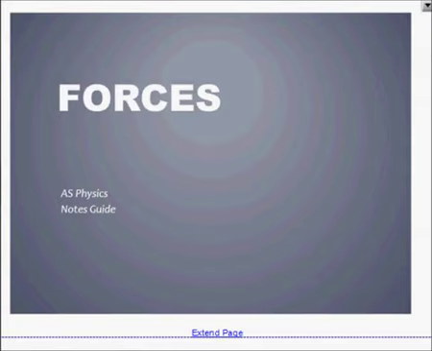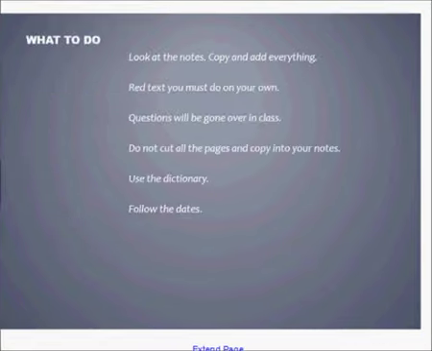Okay, so this is topic number 5, forces. What we have to remember here is things like dynamics, F equals ma, all that stuff before we head into forces. Forces is all about one basic principle, and that's essentially equilibrium. So moving on.